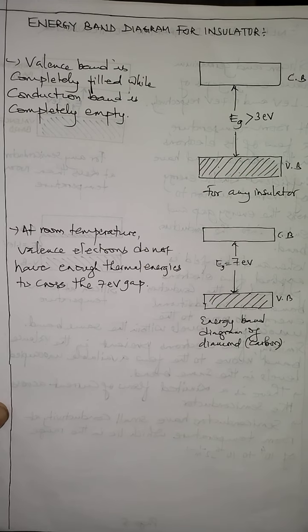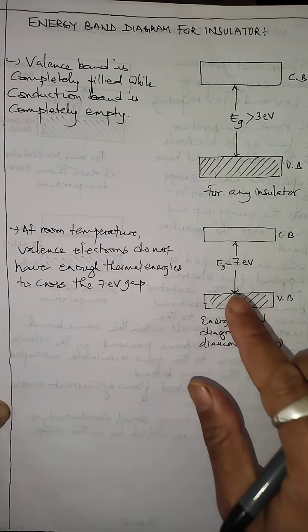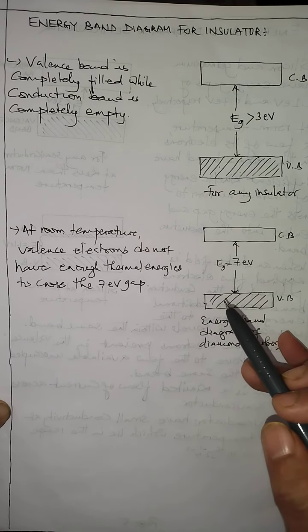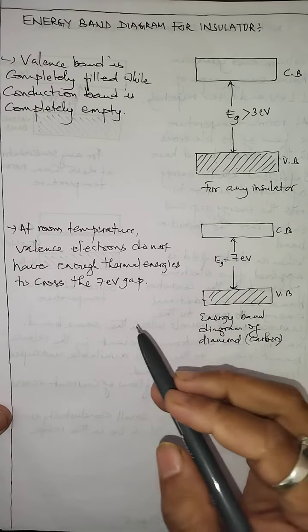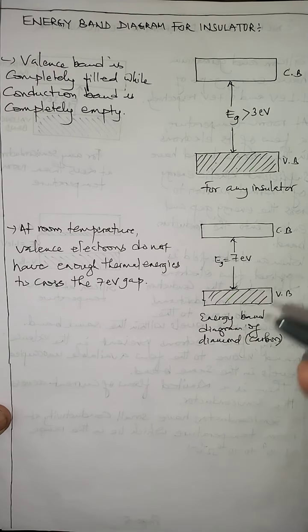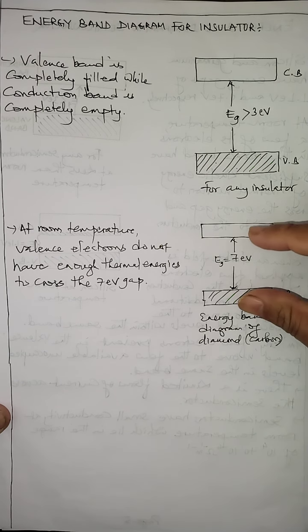That's why even if you connect it to an electric field, to the cell of a battery, the electron in the valence band would not accept energy to move and go to the conduction band. So this is the case of an insulator, where they do not conduct what? Electricity. So no conduction of current takes place in an insulator because of the large energy gap.